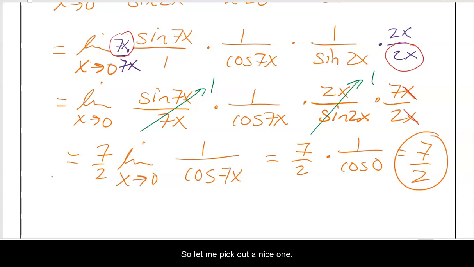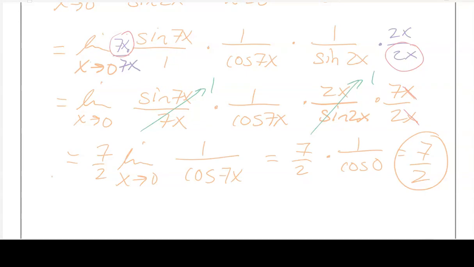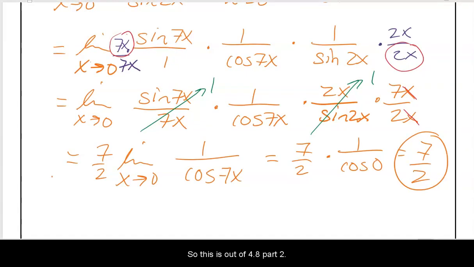So let me pick out a nice one. I'm looking. Okay, let's look at number 7. I don't want to do the easiest ones. I want to do something that's slightly harder. So this is out of 4.8 part 2.